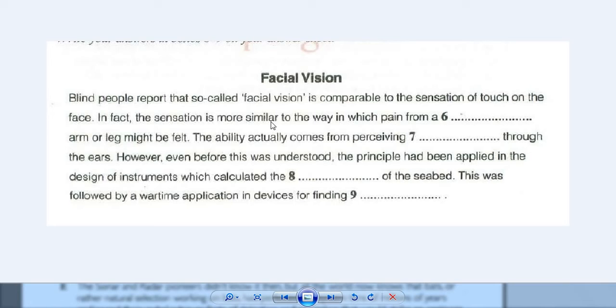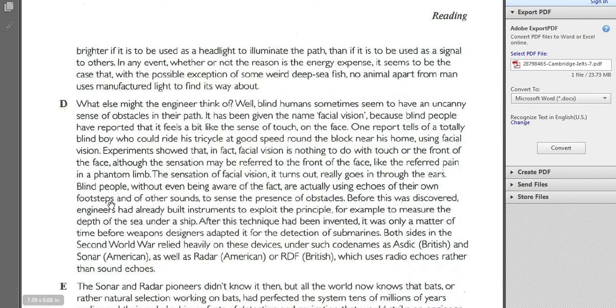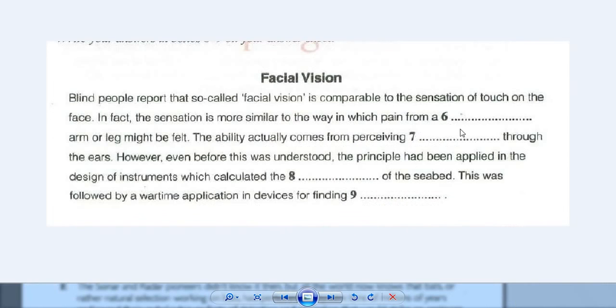In fact, the sensation is more similar to the way in which pain from a missing arm or leg is referred to pain in a phantom limb. Limb means leg or arm. This is an adjective, so I know the answer is phantom. So here, the answer is phantom. Okay, now what I just showed you, what's really important here, is not the answer. It's how I got the answer.